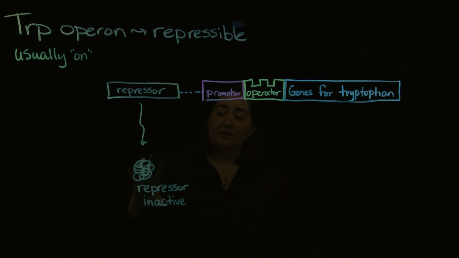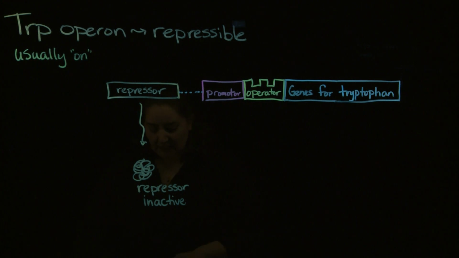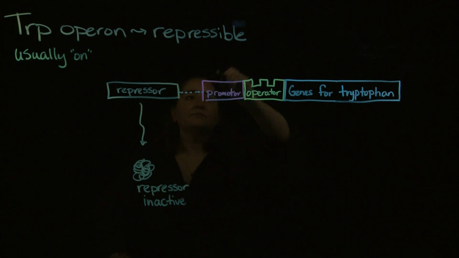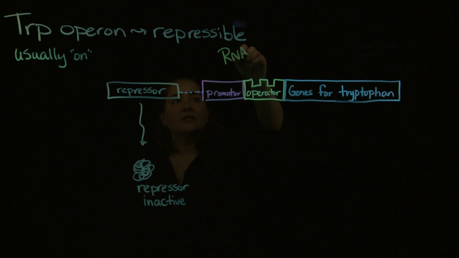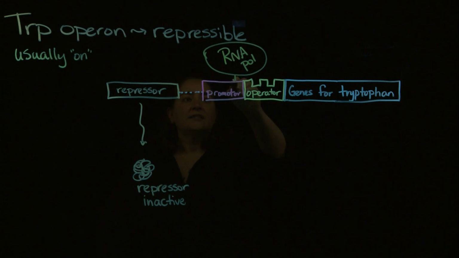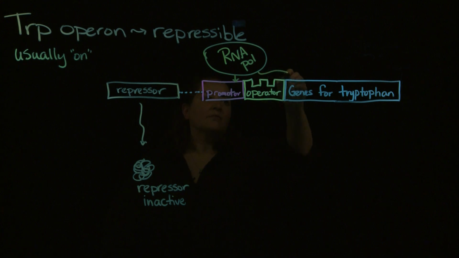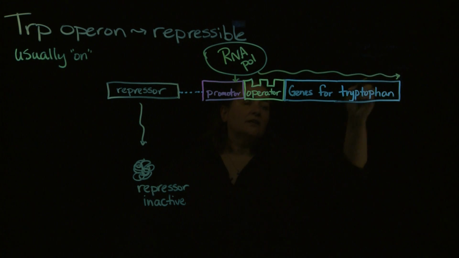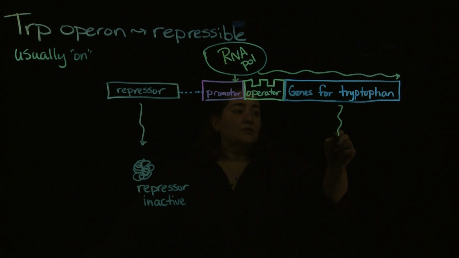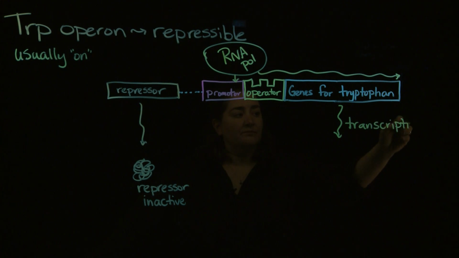All right? And because the repressor is inactive, it's not in the right conformational shape to bind to the operator, which means our RNA polymerase can come in. We'll make that at that oval. It sits down on the promoter, and it starts reading that information within the DNA. Then what happens? You get transcription of the genes needed for tryptophan.